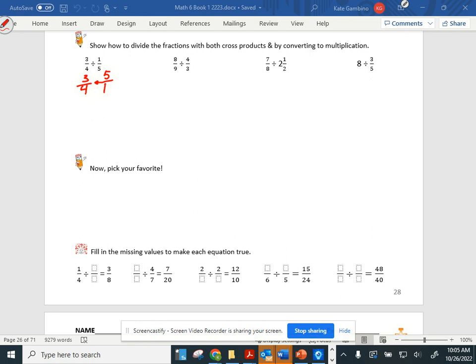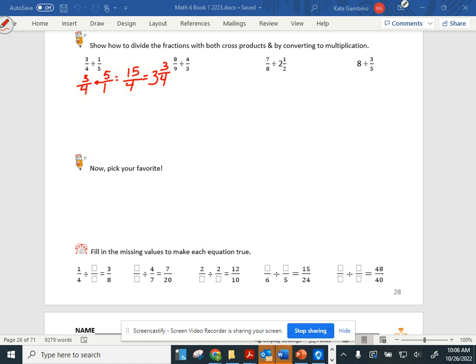Now I can multiply going across. 3 times 5 is 15. 4 times 1 is 4. I don't want to leave it improper. Mrs. Dawson doesn't like things improper in her school. I like proper. So I'm going to see how many times can I take 4 out of 15? 3 times. 3 times 4 is 12, so I can take it out 3 times. If 3 times 4 is 12, how many are left over, Isabel? 3. There are 3 left over, so my answer would be 3 3/4.